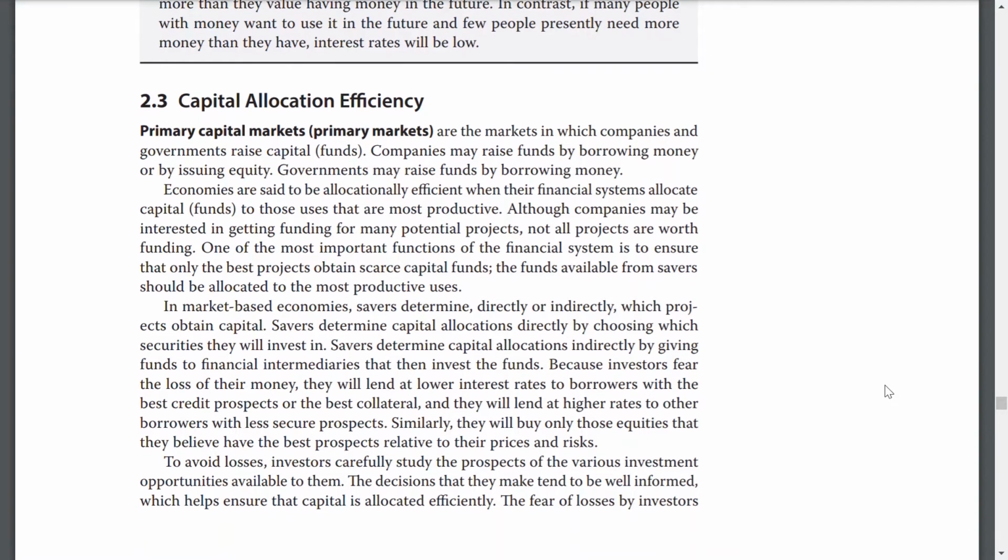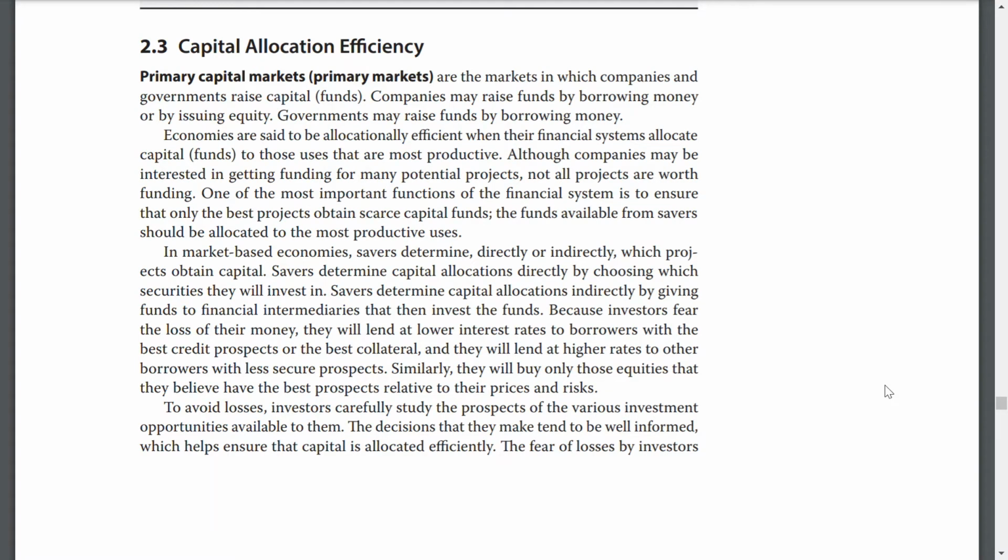Governments may raise funds by borrowing money. Economies are said to be allocationally efficient when the financial system allocates capital to the uses that are most productive. Although companies may be interested in getting funding for many potential projects, not all projects are worth funding. One of the most important functions of the financial system is to ensure that only the best projects obtain capital funds. The funds available from savers should be allocated to the most productive uses.